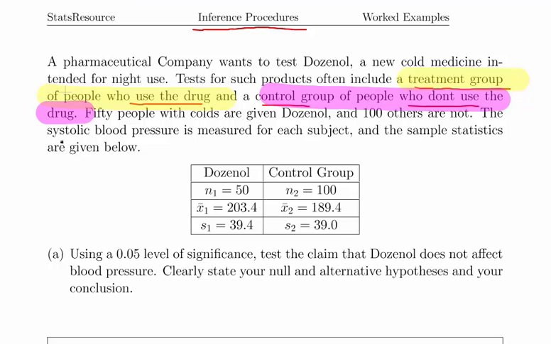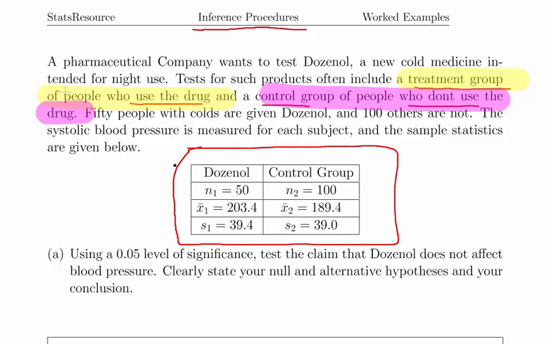Okay, so the systolic blood pressure is measured for both sets of subjects, and the sample statistics are given below. So essentially what we want to do is see if the drug has any effect on blood pressure. Now if you're familiar with medical statistics and think these numbers look a bit funny, they probably are. They were just made up to make the procedure easy.